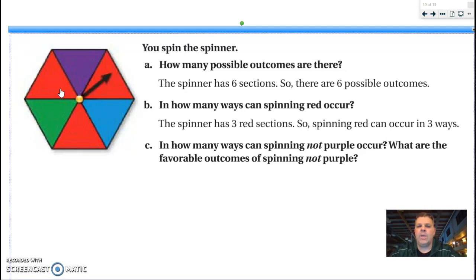Question C, in how many ways can spinning not purple occur? I see 1, 2, 3, 4, and 5 that are not purple. So there are 5 ways that spinning not purple can occur.